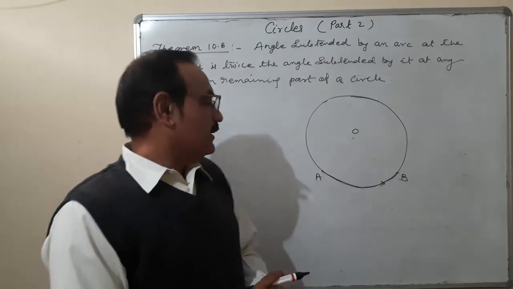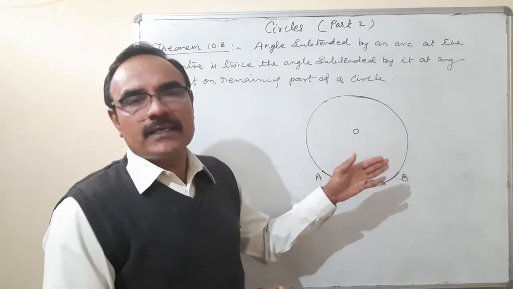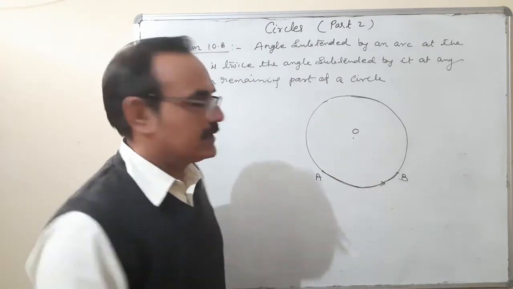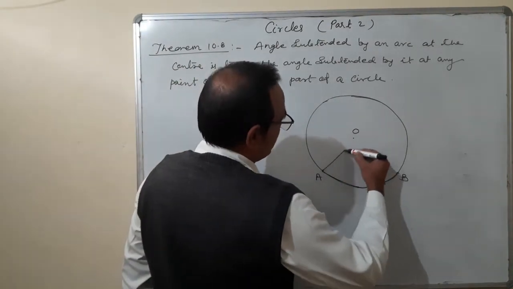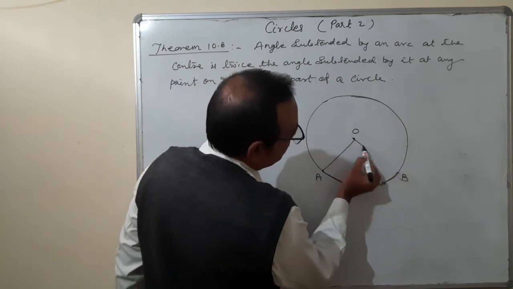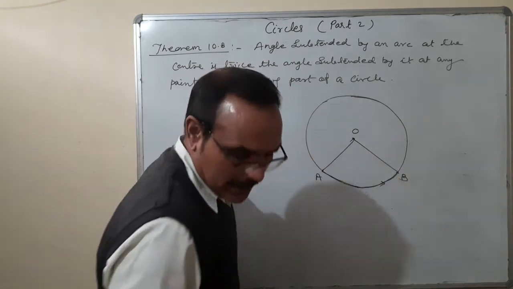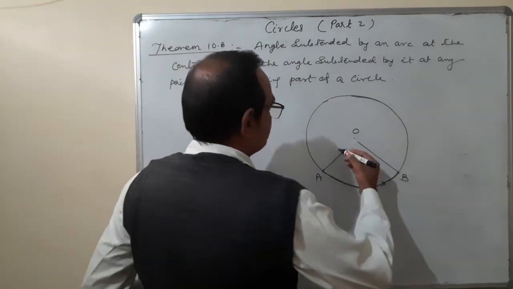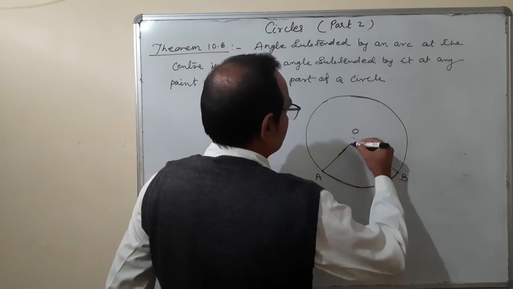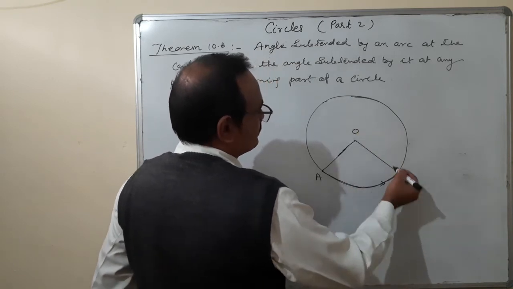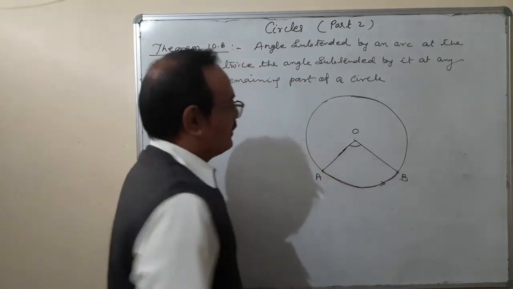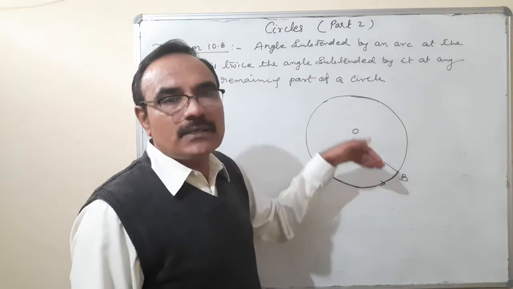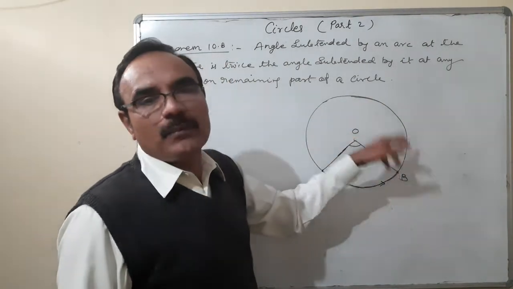Now look at the first line. Angle subtended by an arc at the center. This AB is an arc and the angle is subtended by it at the center. That means which angle? We are talking about this angle which is subtended at the center. This is the angle which is subtended at the center. Okay. This angle. And they are saying that the angle subtended by an arc at the center is twice the angle subtended by it at the remaining part of the circle.